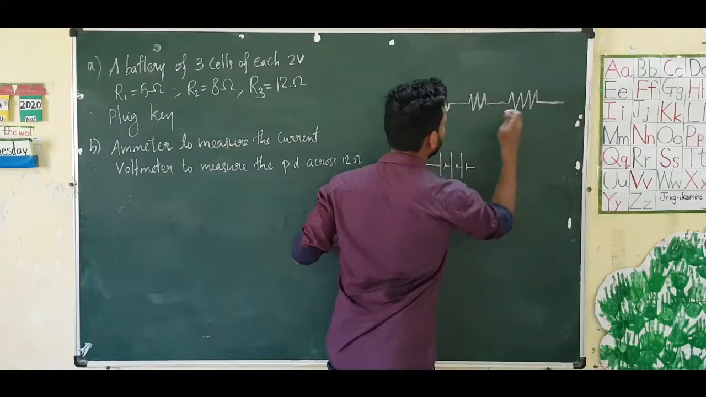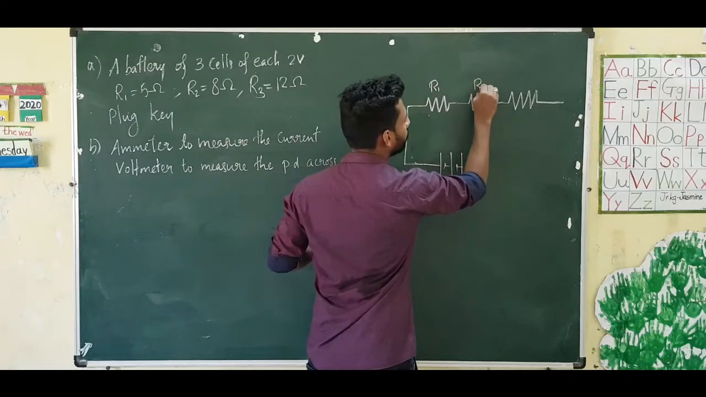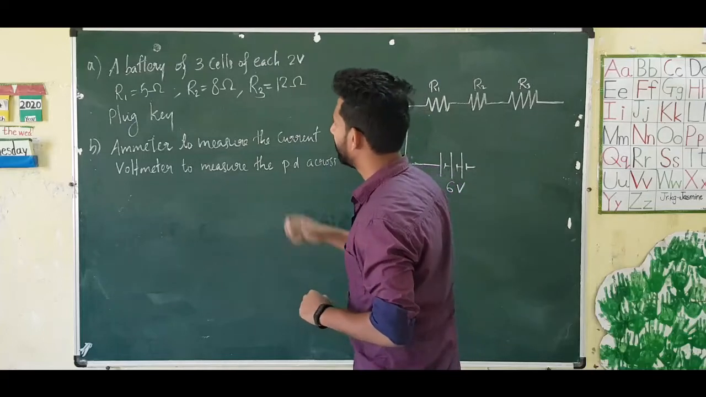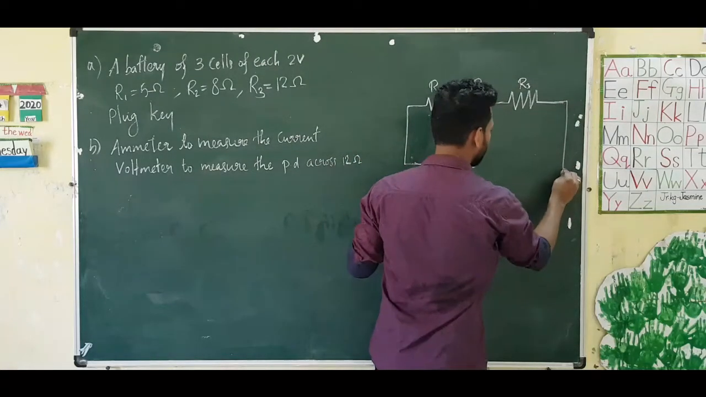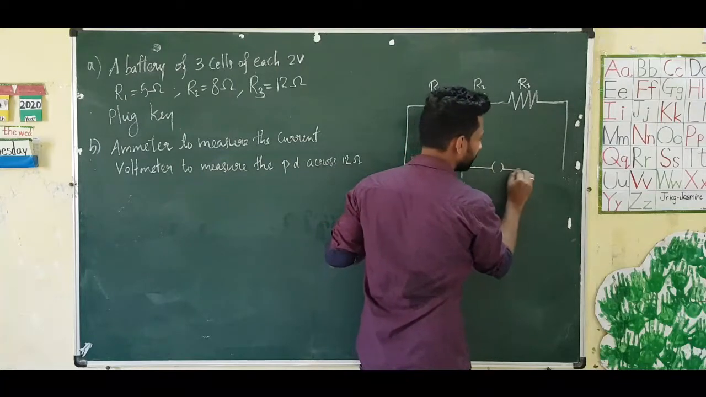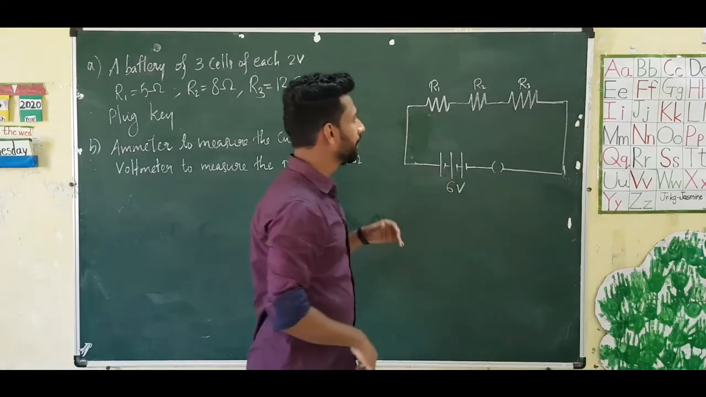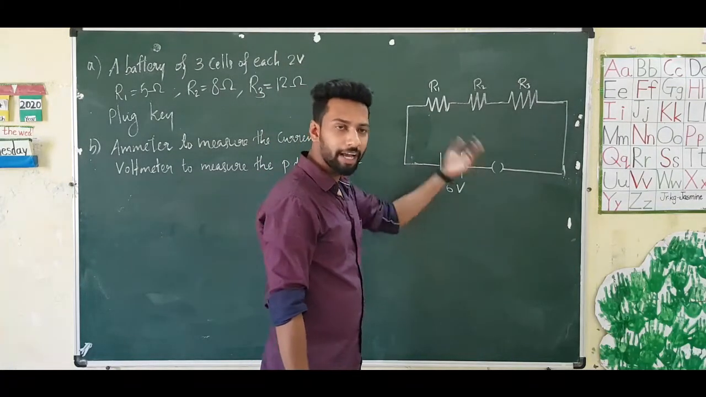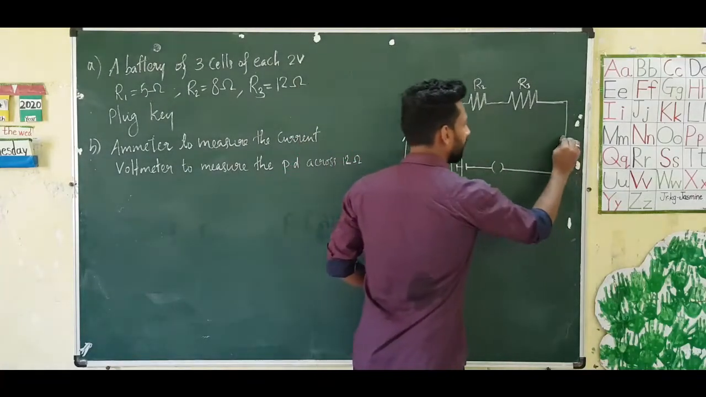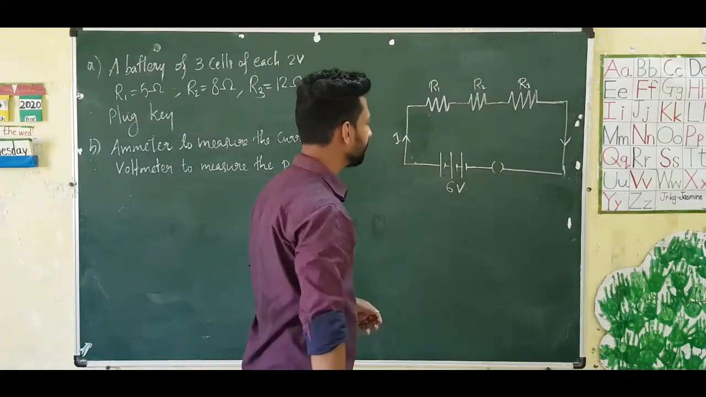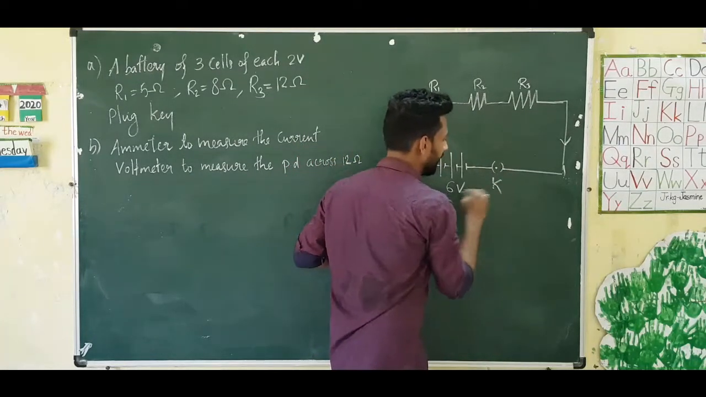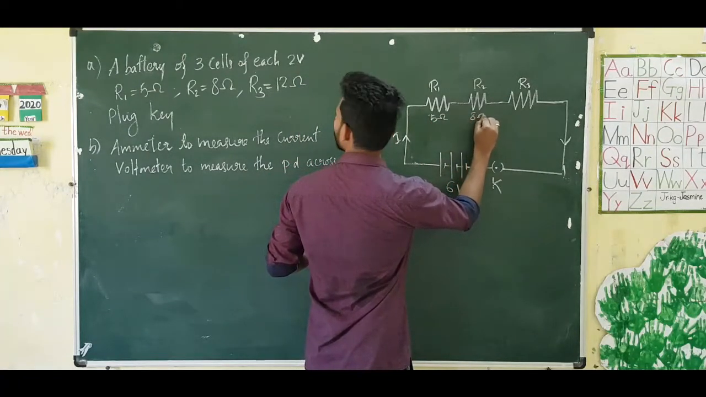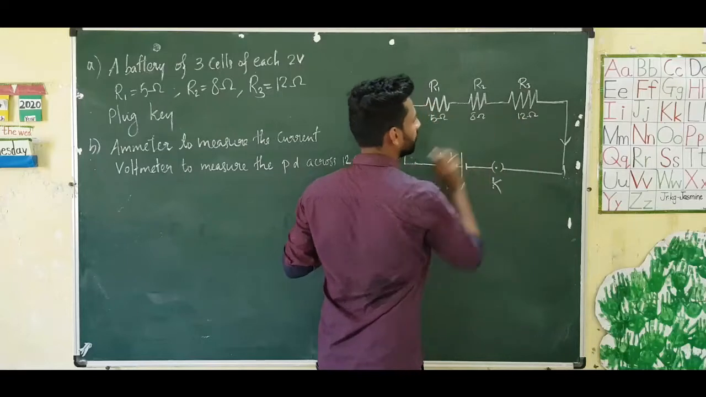Once you draw the diagram, then we have to name it R1, R2 and R3. And what are the other things given? A plug key. So I am connecting the plug key here only. So what is the direction of current? The current flows from the positive terminal of the battery to the negative terminal of the battery. So this will be the direction of current. Let it be I. A plug key is represented by K. Then we can write the values 5 ohm, 8 ohm and 12 ohm.